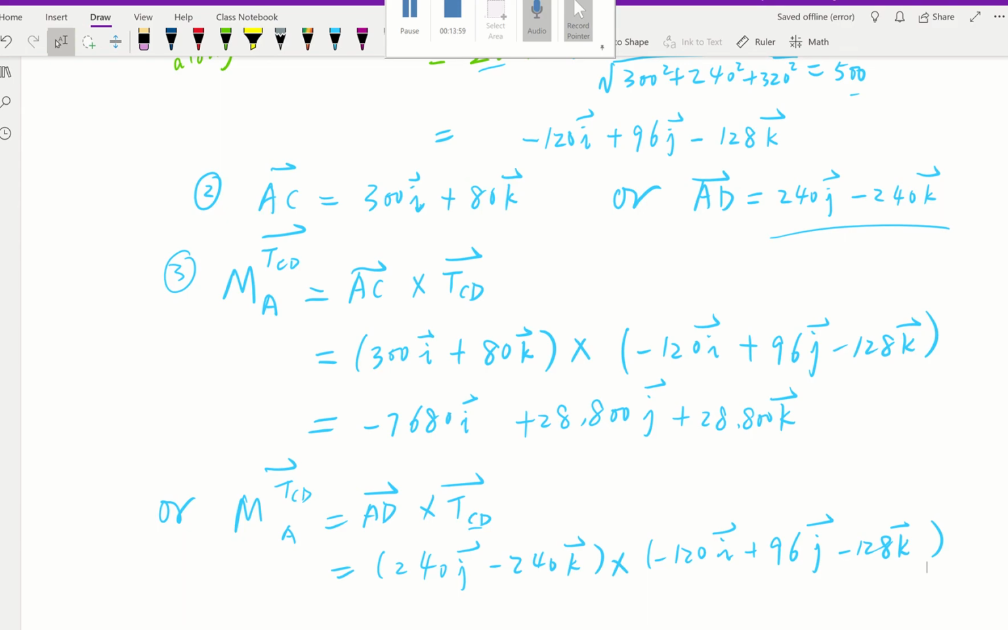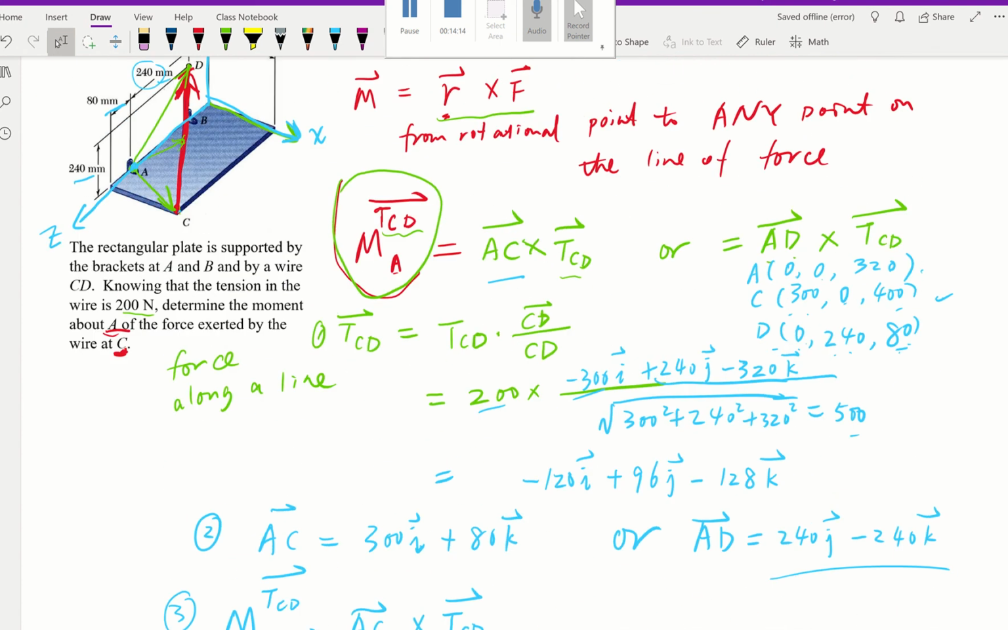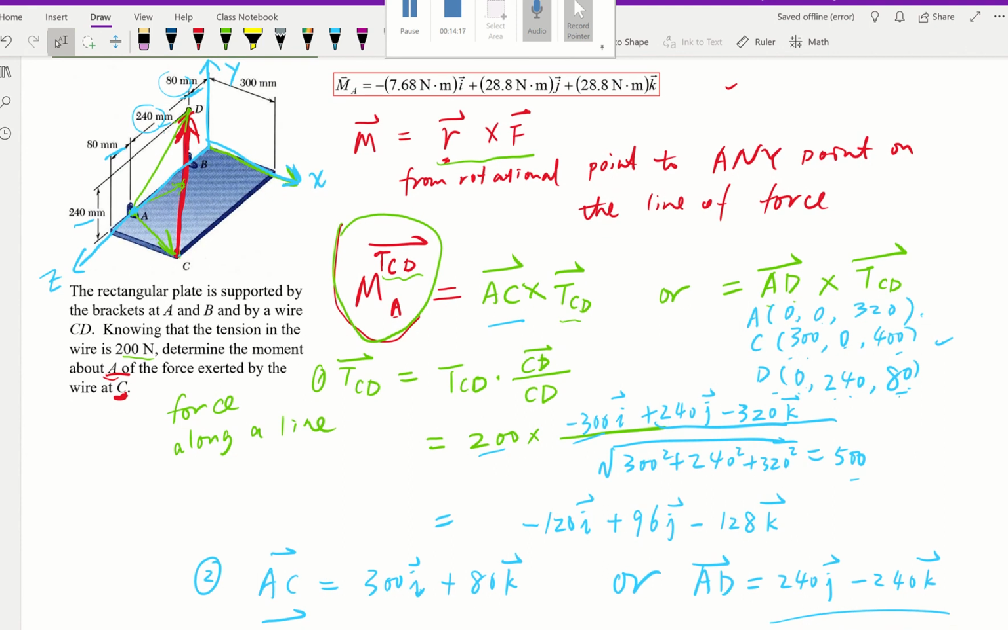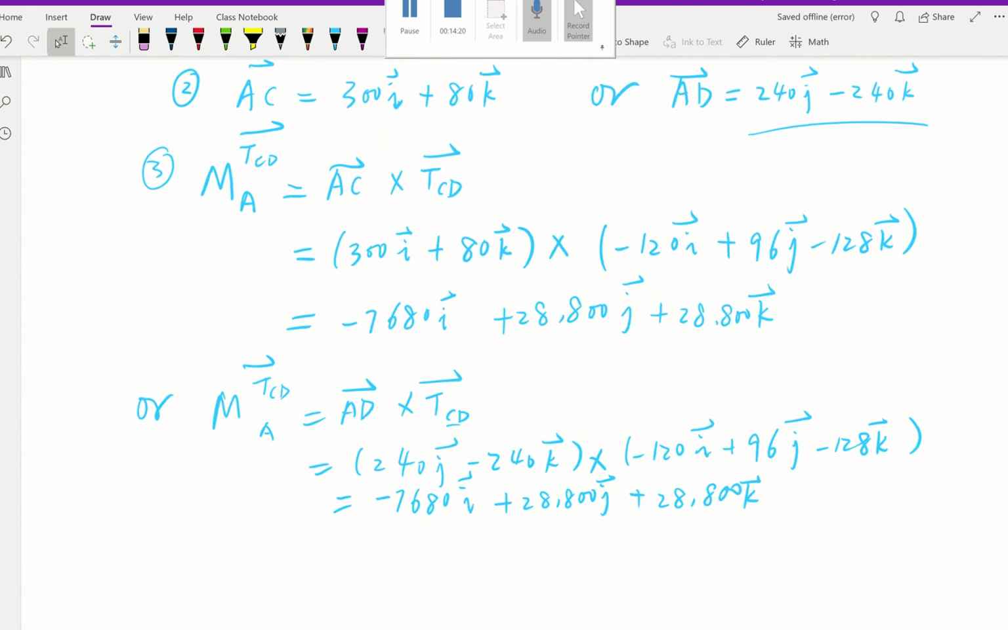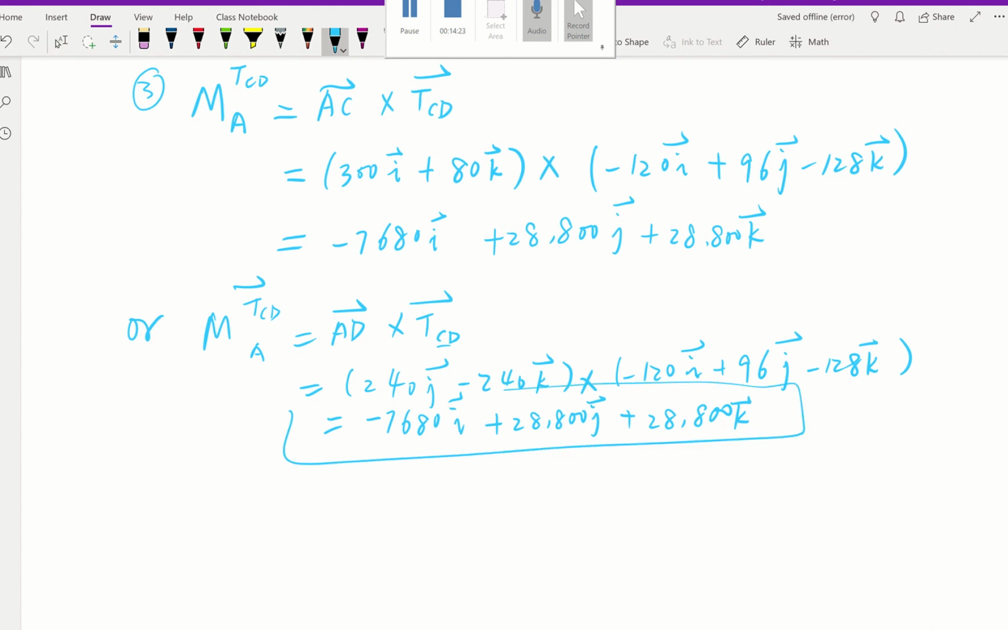We got same one, negative 7680I plus 28800J plus 28800K. So you solve this problem. They ask you the moment about A of the force exerted at C, and you have an answer. That's going to be the moment. Now let's look at this one. This I term, which means this moment about X direction. And this J term tells us this M rotating about Y axis. This is moment about Z axis.